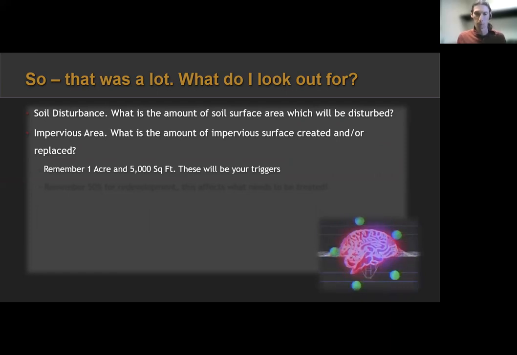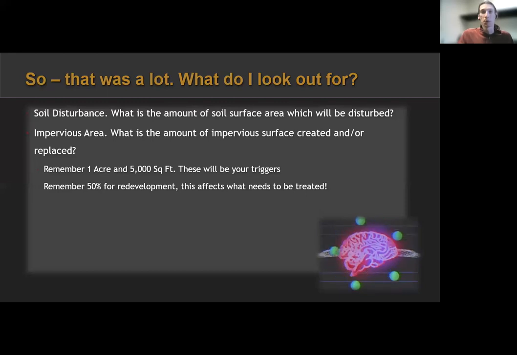Is it above or below 5,000 square feet? And if it's below, then I have to remember that half of that. But those are the trigger numbers. It's pretty easy to remember, 1 in 5,000. I think you guys can remember that. And then also remember 50% if it's a redevelopment project, because that affects what area needs to be treated.